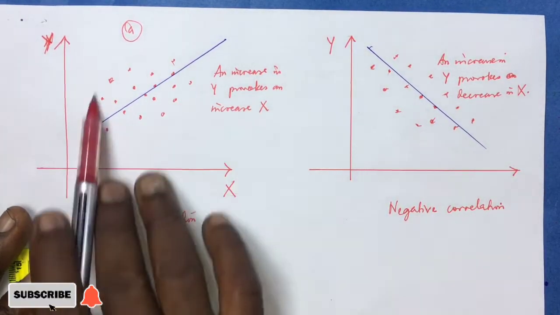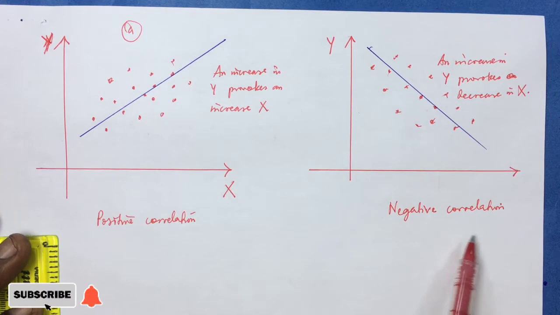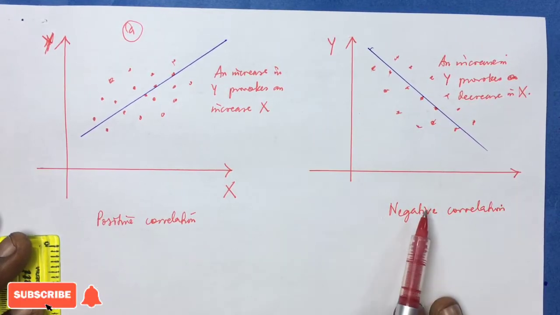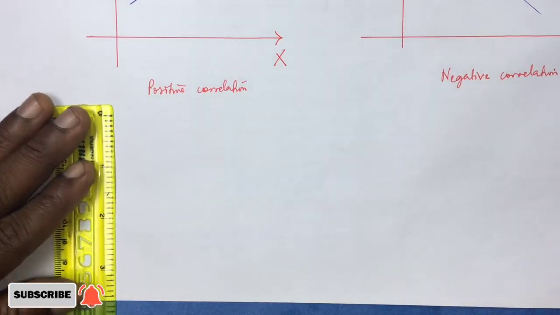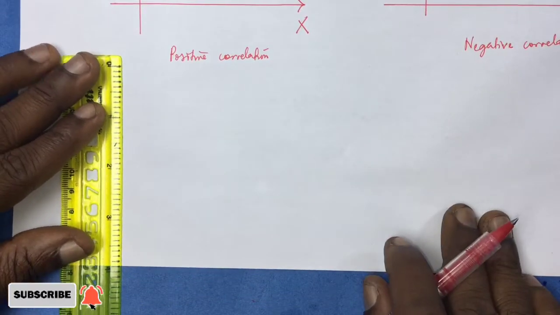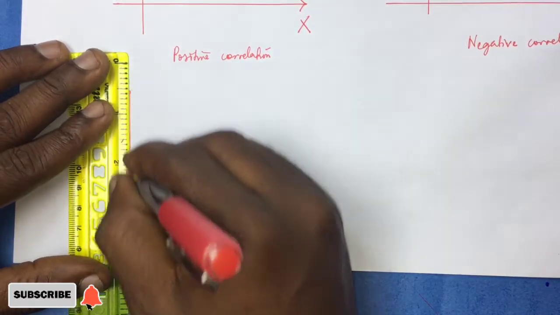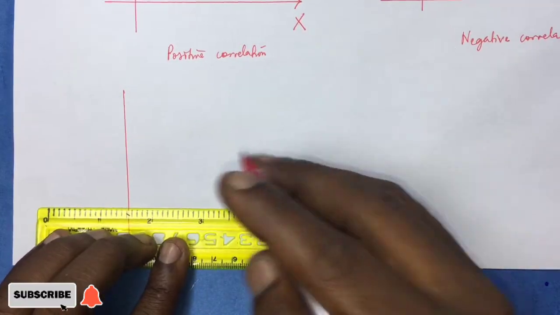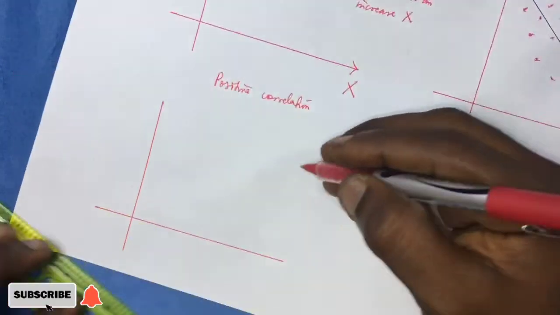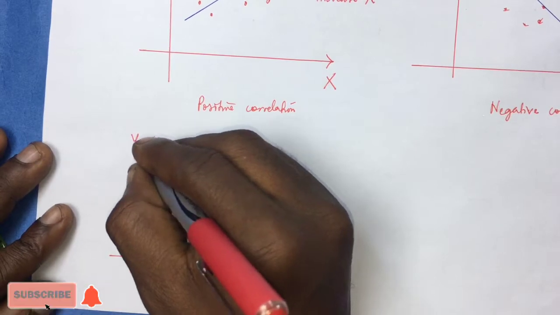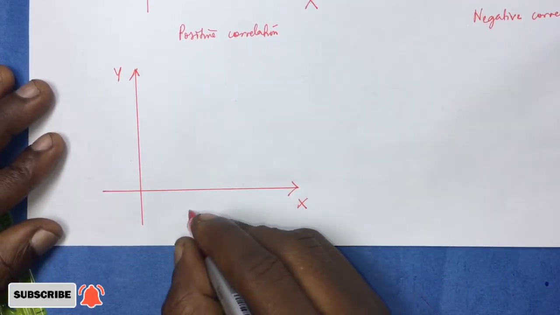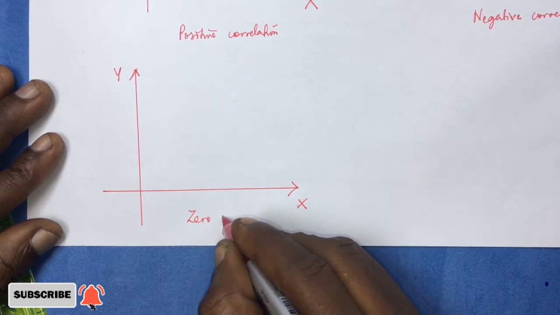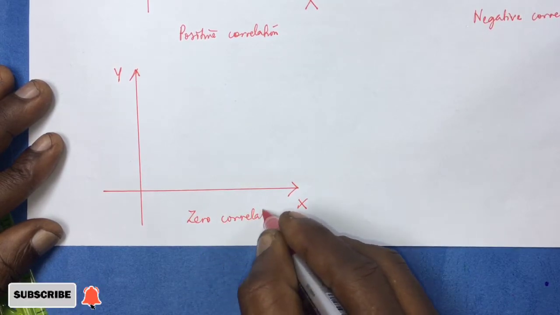So this diagram here represents positive correlation. This one represents negative correlation. Now, let us look at a third case of what a scatter diagram can do for us. A third case is that a scatter diagram may show us that there is no relationship at all. That is, it may show that there is zero correlation.